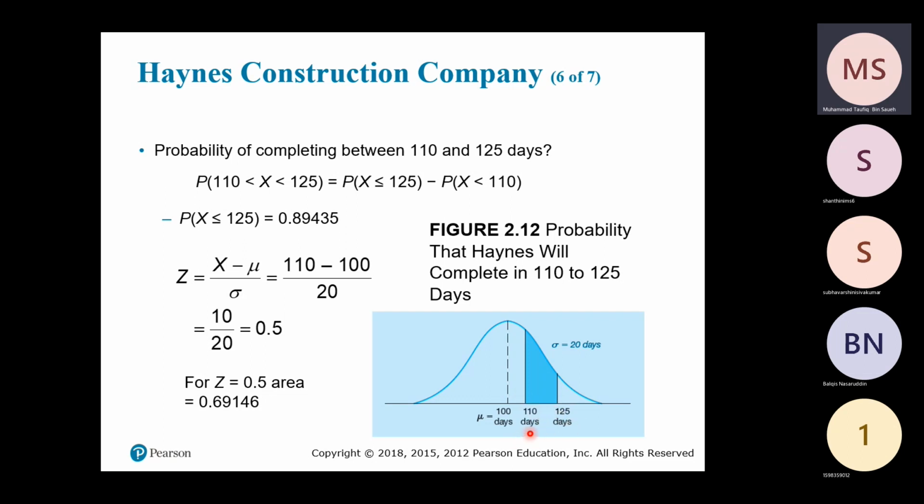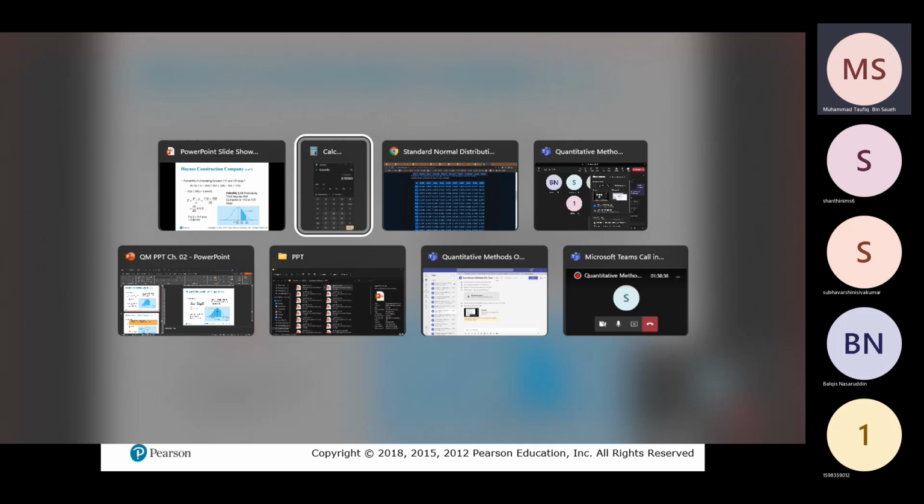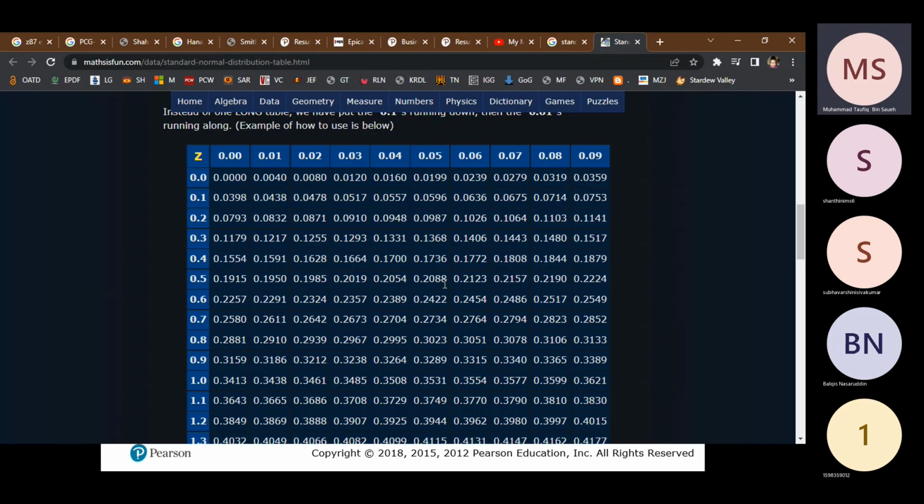So for 110, we have to convert it into a Z value first. How to do it? x minus mean divided by standard deviation. So the x value is 110 minus 100 divided by 20. Then you will get 10 over 20, or 0.5. So for 0.5, look here. You use the table here. So Z is 0.5.